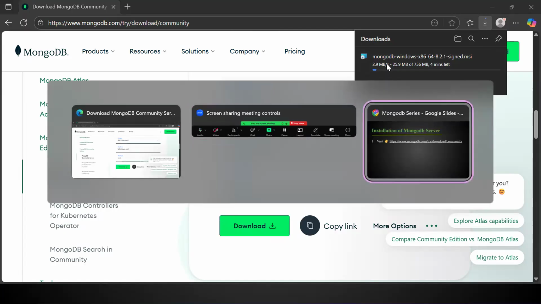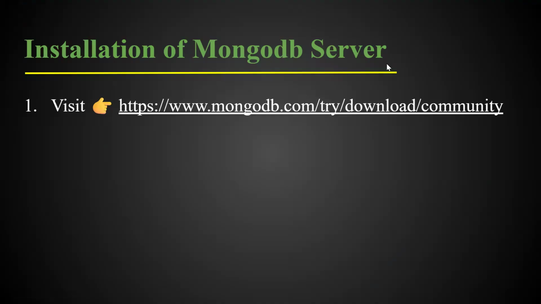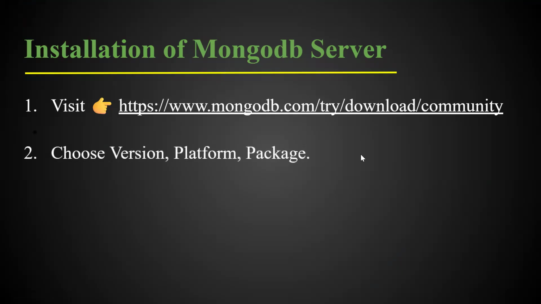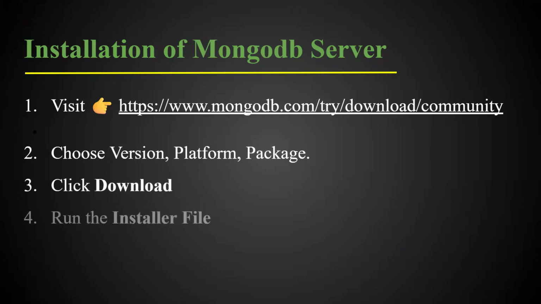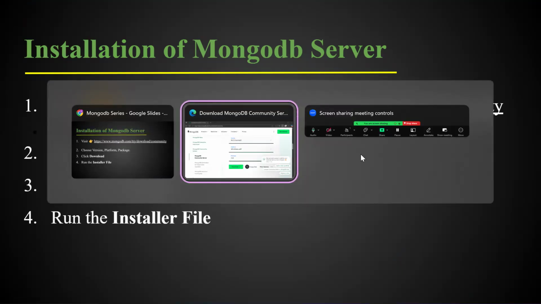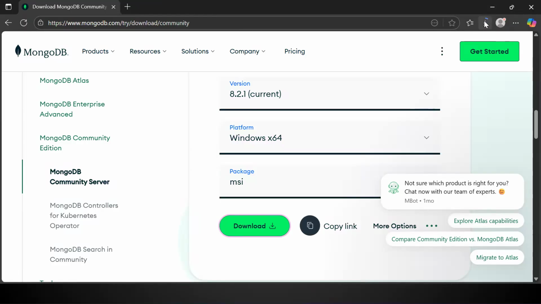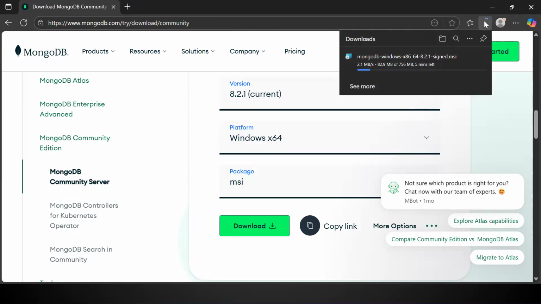So here I have added those steps. So first we have to visit the website. After that, you have to choose the version, platform, package. Then we have to click on download, and then we have to run the installer file. So to run this installer file, we have to just check whether our package got downloaded or not. So let me just check. So it is getting downloaded here.